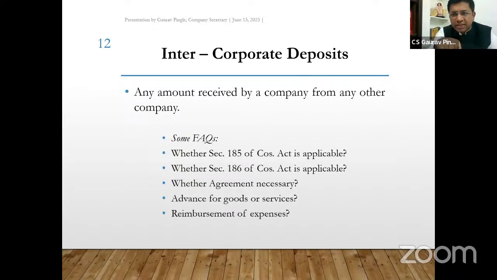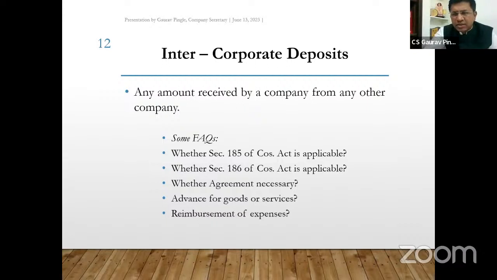So if the companies are interrelated, meaning there is a common director or a common shareholder, or both are private and there are common directors, then in that case, provisions of 185 will be applicable because it is ultimately a lending borrowing transaction between two companies, whether a private company or a public company, depending on the applicability of section 185.